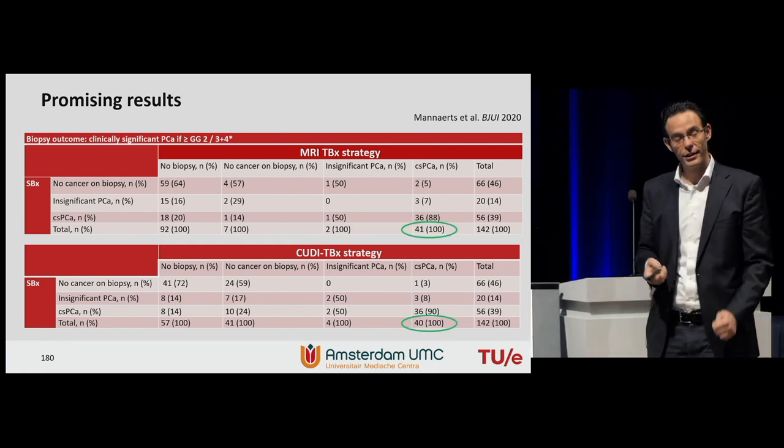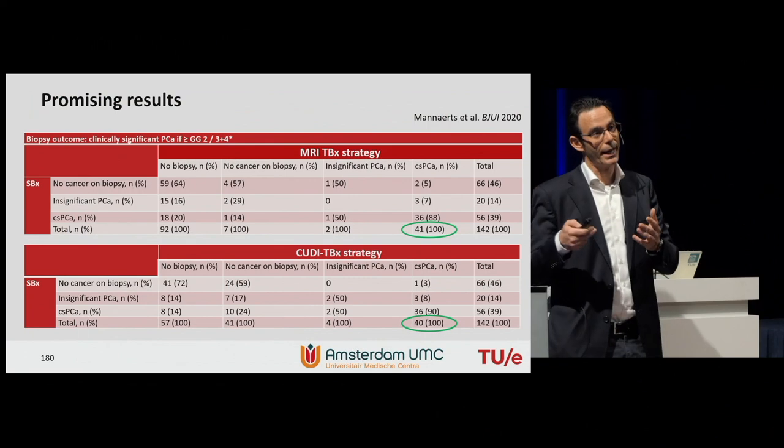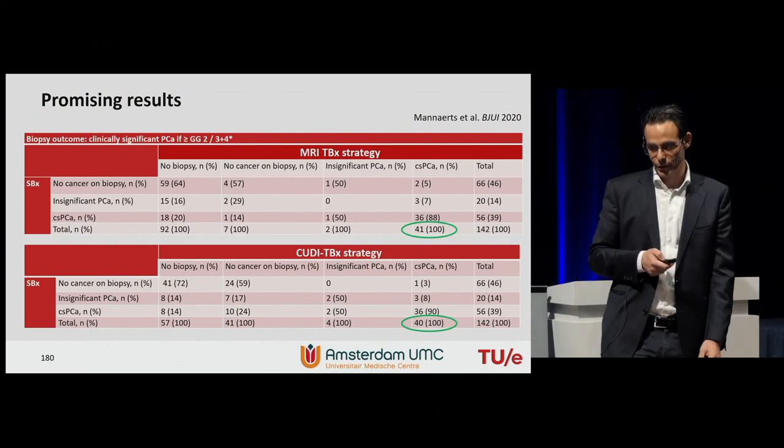What is important is that we compared our results to multiparametric MRI. And the detection rate, as you can see, was pretty comparable. So we detected 40 patients against 41 patients. So rather comparable if you think of the difference. And this is only one parameter. It's only based on dispersion.